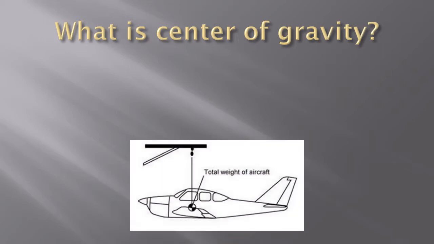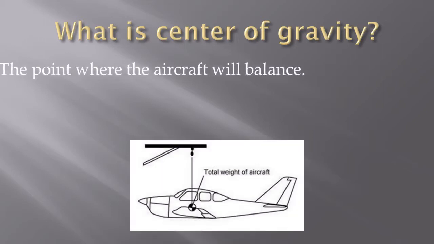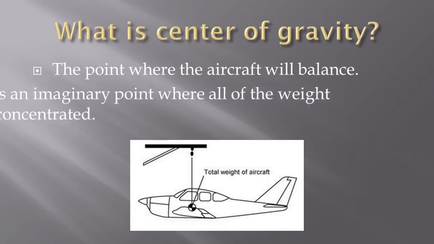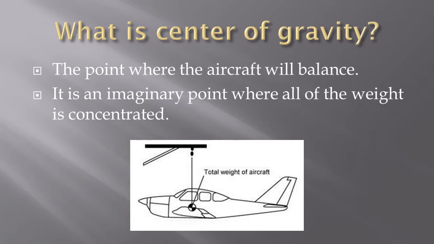What exactly is center of gravity? Center of gravity, or CG, is the point about which an airplane would balance if it were possible to suspend it at that point. It is the mass center of the airplane, or the theoretical point at which the entire weight of the airplane is assumed to be concentrated. It is usually expressed in inches from the reference datum.